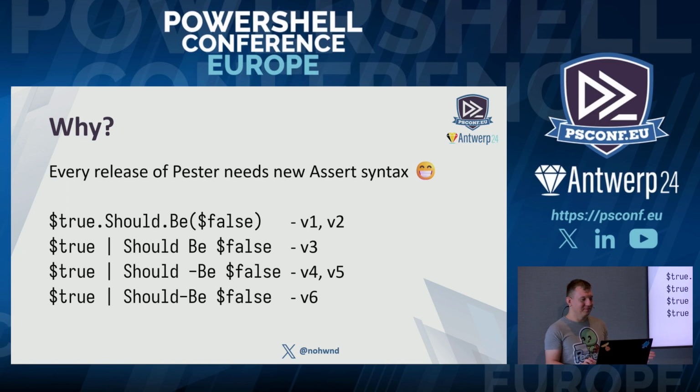So why? The joke is that every release of Pester needs new assert syntax so we can break the checks. In version 1 and version 2, we had this extension syntax. Some people call it magic functions. Then in version 3, we had the Should Be without the dash. That got deprecated and removed. Then we had Should -Be with the parameter in version 4 and version 5. And now in version 6, the new Should-Be as a standalone function is coming.